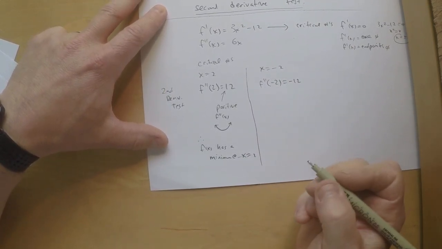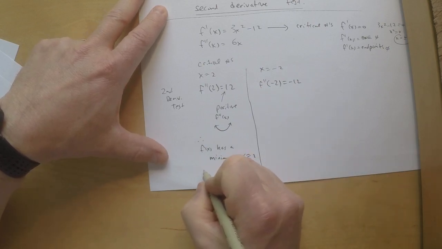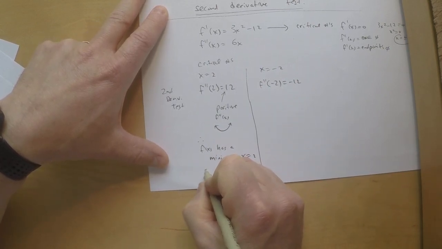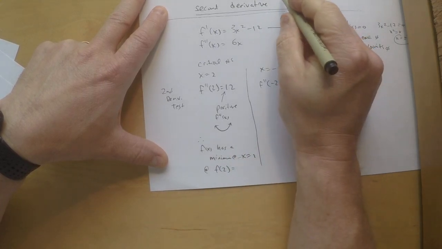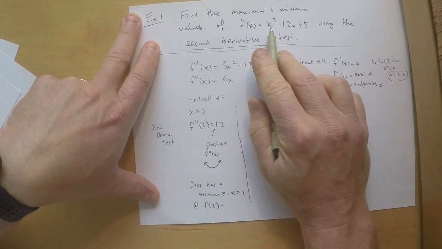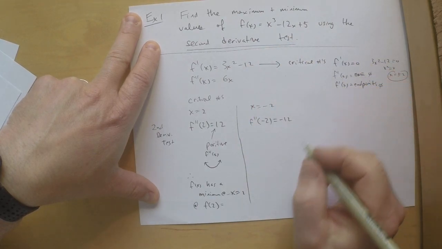And what is the minimum if they want the actual minimum value? So minimum at x equals 2 of f of 2. So I can go and plug 2 in to get that value. So 8 minus 24 plus 5 and get my number.